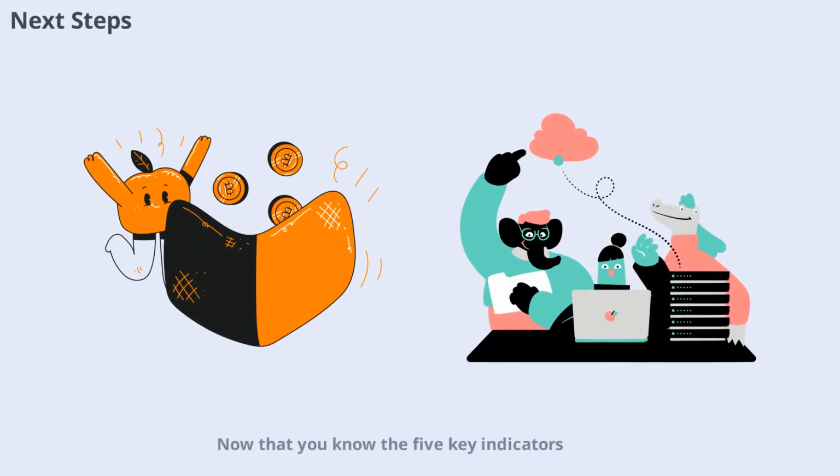Now that you know the 5 key indicators, take the next step by setting up alerts and monitoring the data regularly. Stay proactive and adjust your plans as needed. By staying informed and prepared, you can protect yourself from economic downturns and make smarter decisions. The tools are out there, use them to your advantage.